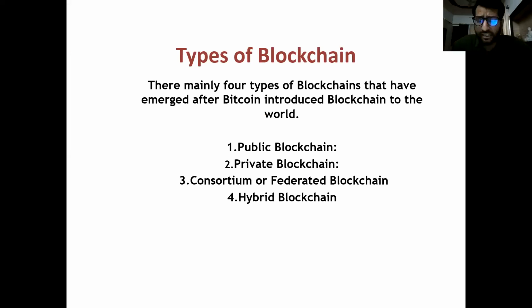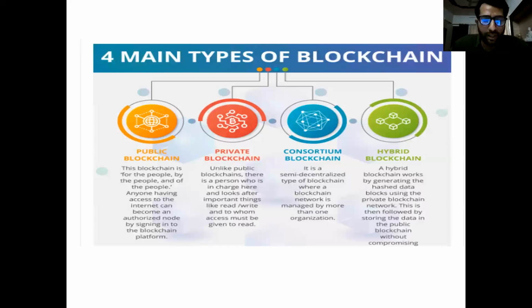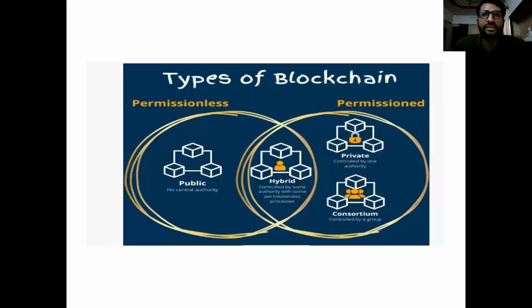Basically, blockchain is of 4 types: public, private, consortium, and hybrid. Now, what's the difference between all 4? Let's understand this one by one. You can say a public blockchain is open for all. Let's say Bitcoin. Bitcoin is a very good example of a public blockchain.